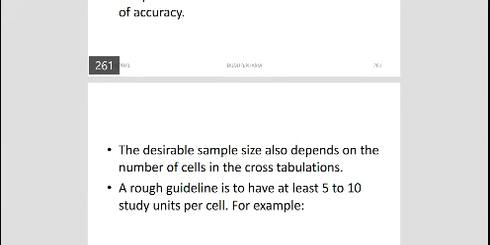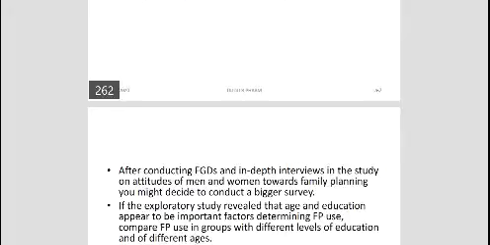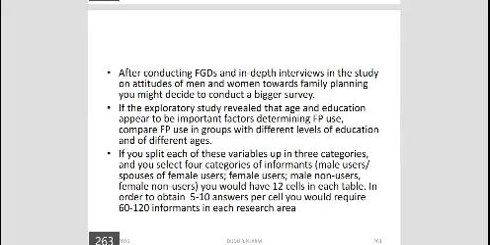The desirable sample size also depends on the number of cells in the cross tabulations. A rough guideline is to have at least 5 to 10 study units per cell. For example, after conducting focus group discussions and in-depth interviews in the study on attitudes of men and women toward family planning, you might decide to conduct a bigger survey. If the exploratory study revealed that age and education appear to be important factors determining family planning use, you can compare use in groups with different levels of education and different ages.